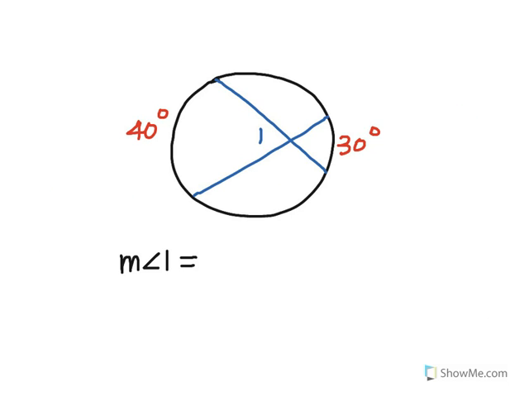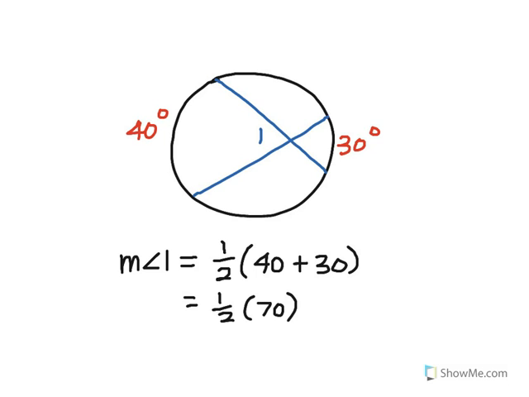Okay, now for some examples. In this first example, I have a circle with two chords intersecting in the middle of it, and I want to find the measure of angle 1. So angle 1 will be equal to half the sum of the intersected arcs. So remember, when we have the intersection of chords, we're dealing with half the sum of the 40-degree arc plus the 30-degree arc. So that's half of 70 degrees, or 35 degrees.